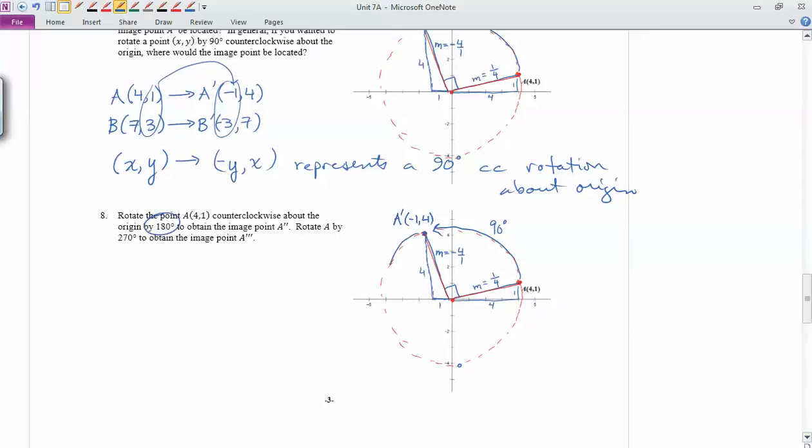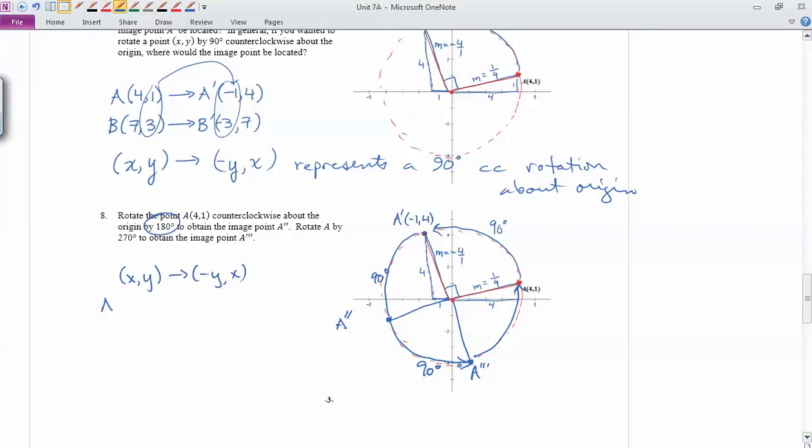So if I rotated another 90, I'm going to end up at, and I can't call it A prime, so what a lot of books do is they call it A double prime. And then if I rotated another 90, we'll call this one A triple prime. And then if you rotated another 90, you end up back at the original spot. So we're just doing rotations by 90 over and over, so I'm just going to keep using this rule.